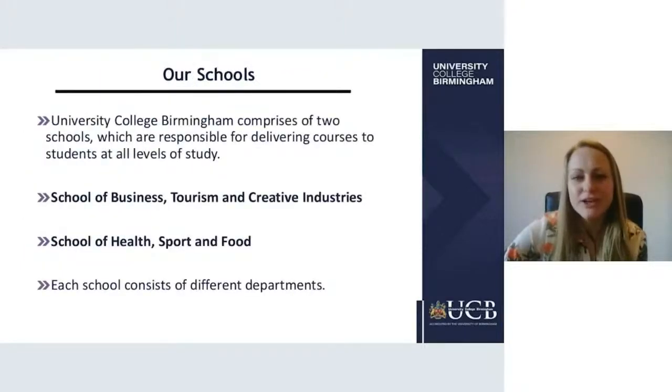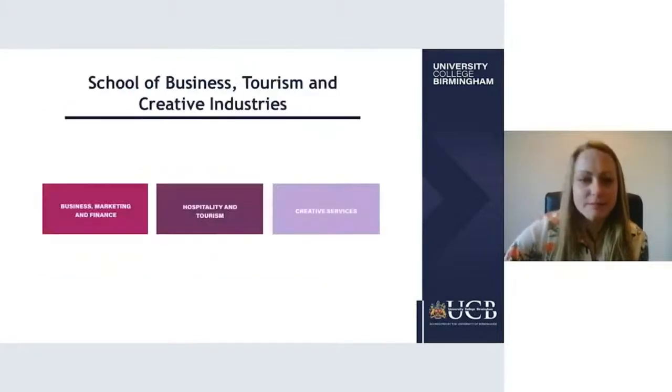Now, University College Birmingham comprises two schools. We have the School of Business, Tourism and Creative Industries, and we have the School of Health, Sport and Food. Now, these two schools are responsible for delivering courses at all levels of study, so college and university. And each school consists of different departments.